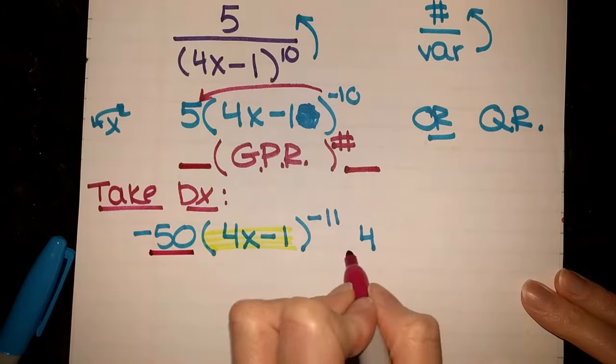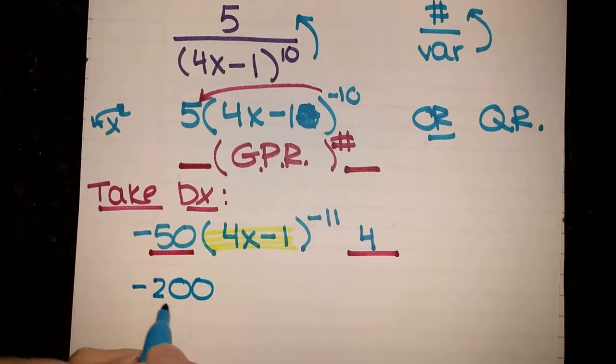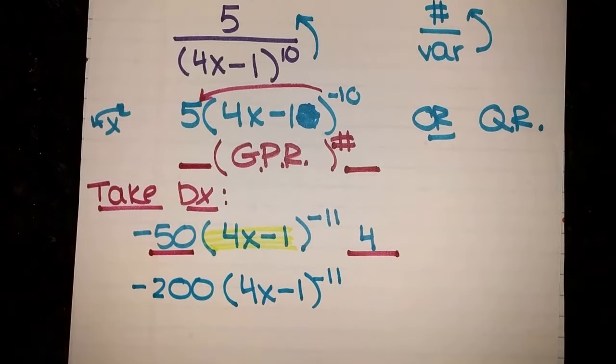So this negative 50 and 4, I can of course multiply together and get negative 200, and then the 4x minus 1 to the negative 11 stays. And this would be my derivative.